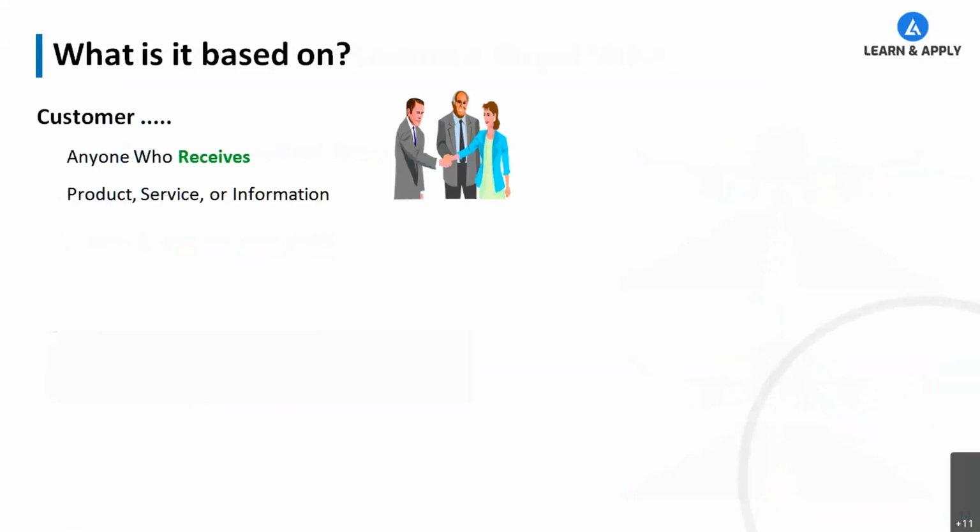At this point, we will see three main definitions. The customer: the customer is anyone who receives a product, service, or information. It is important to note that it is not only product, it is also service and information. That's why Six Sigma is not only applicable to the manufacturing industry, but also to any customer who receives service and information. That's why there are multiple sectors in which Six Sigma can be applied.